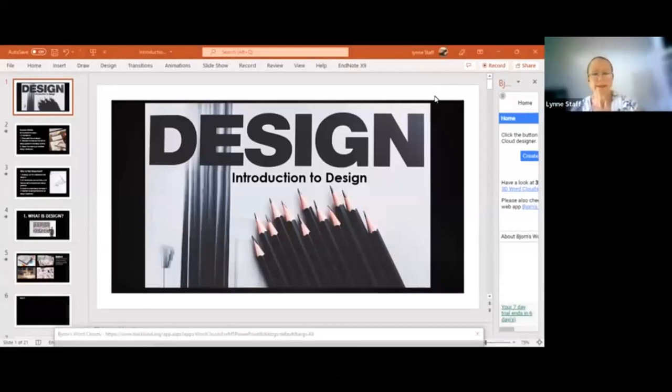Welcome to today's lesson, which is called Introduction to Design. This is one of our very first lessons in Unit 1 of the design syllabus, which is Design in Practice. And the first topic within that unit is called Experiencing Design. But before we jump into the actual design thinking process and designing, we need to grasp an understanding of what design is. So that's what today's lesson is all about.